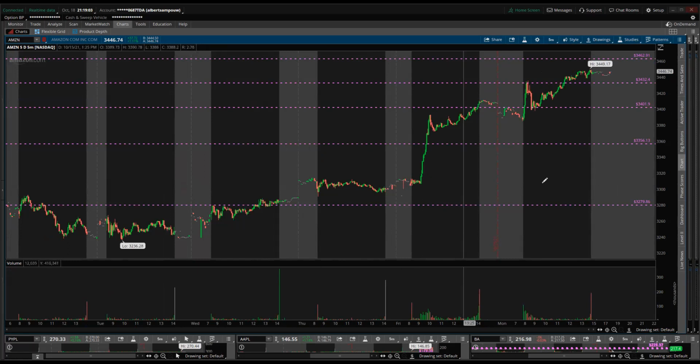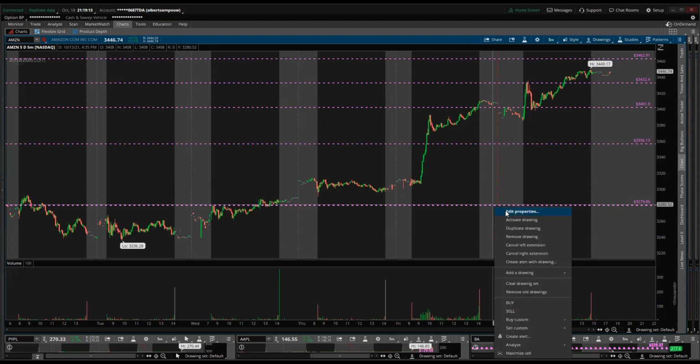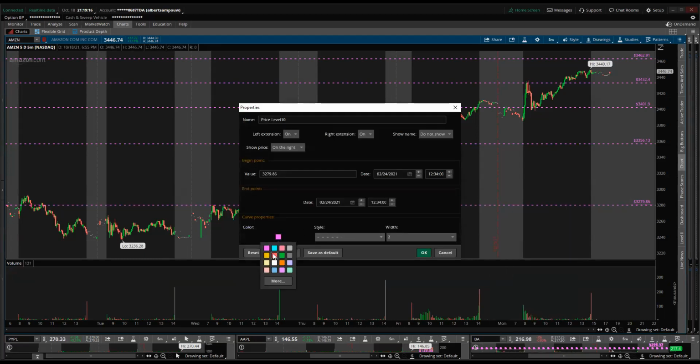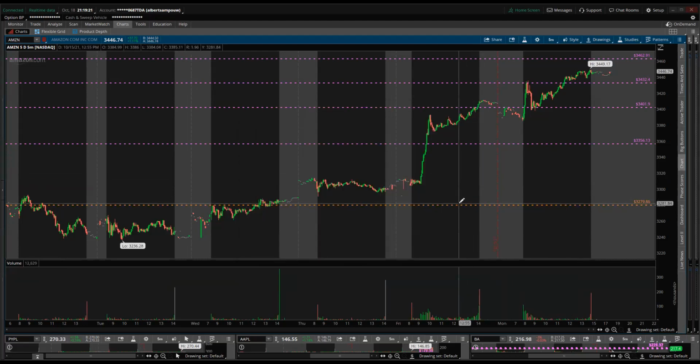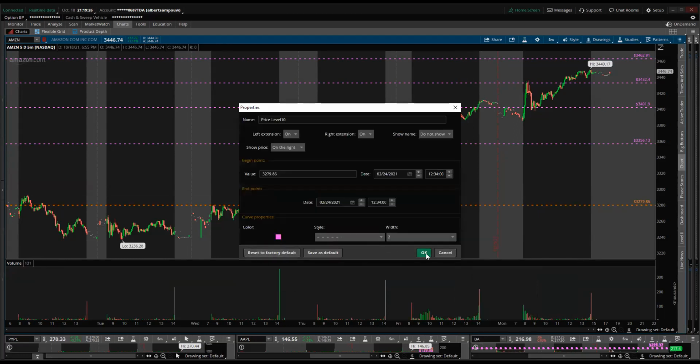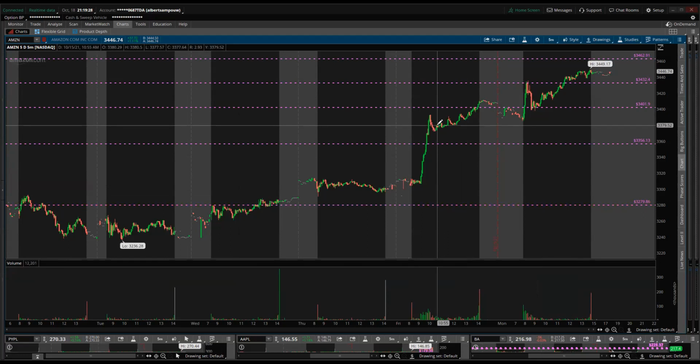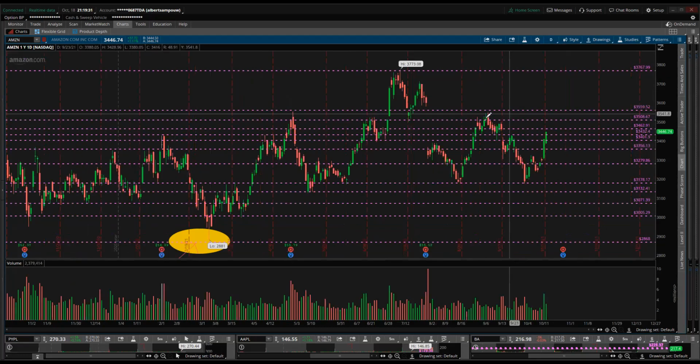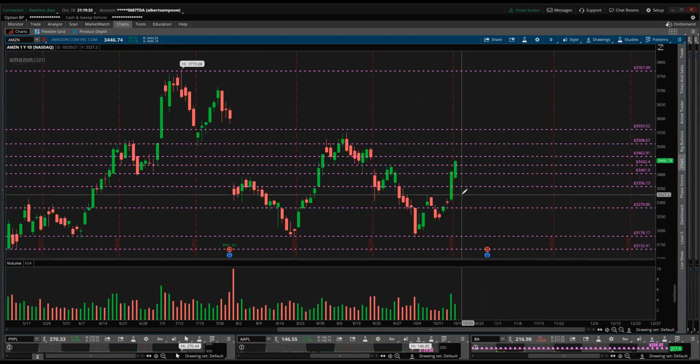Now I have levels, right? So these purple lines represent what? They represent weekly levels. Now what I'm gonna do is edit the property, make yellow lines, and save it as default. No, I'm sorry, let me make this purple first. What I have to do is make a line here. I'm gonna go on to the daily. I'm gonna make more support and resistance lines, and it's gonna be orange because that's my daily level.